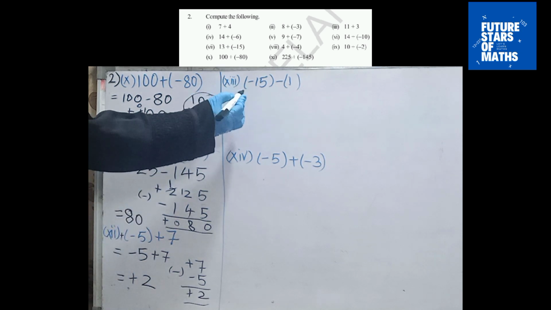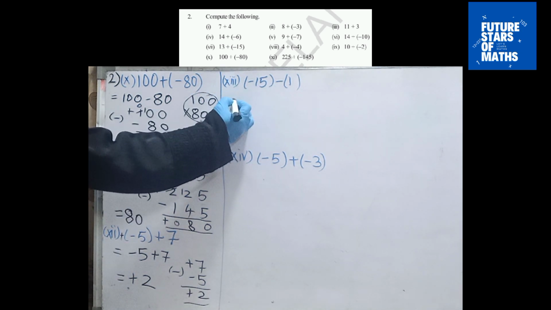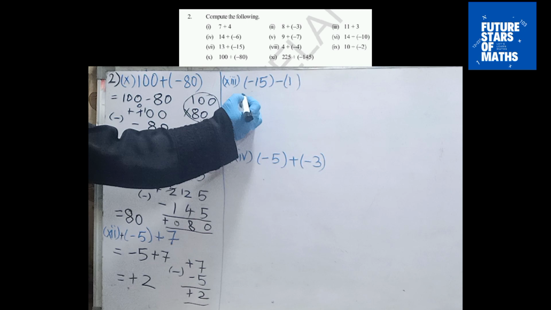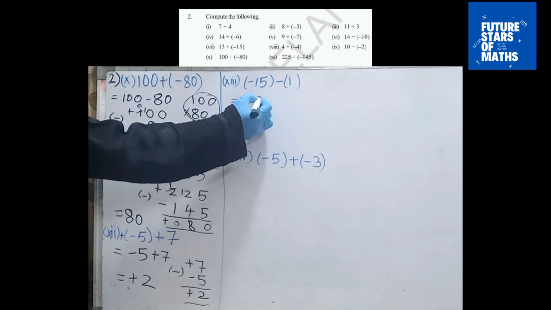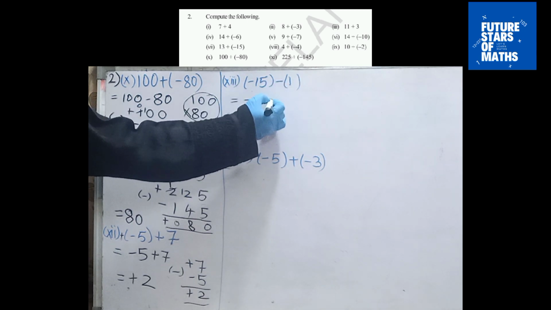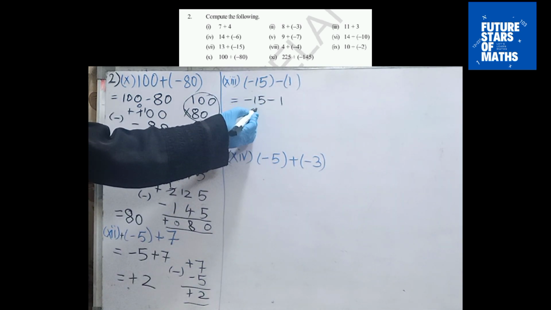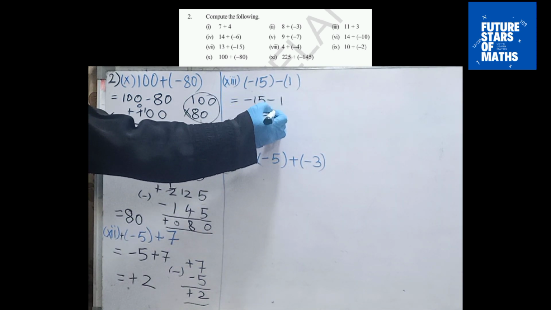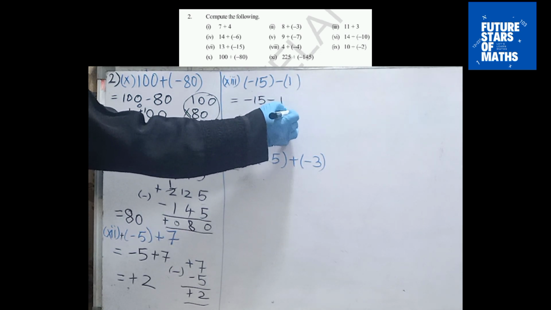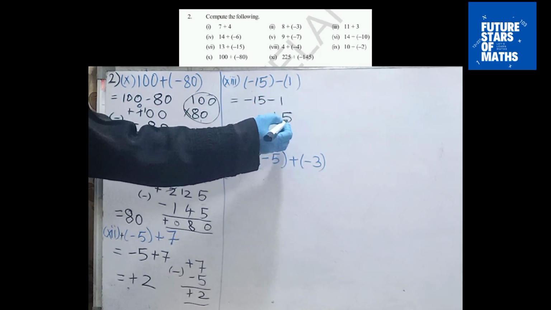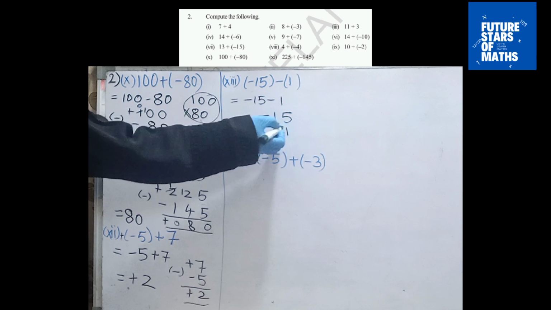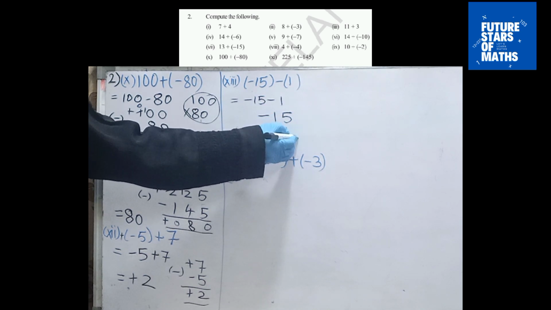Now the next question is minus 15 minus 1. So we will remove the brackets first. Plus into minus, minus 15. Minus into plus, minus 1. So among these two numbers, 15 is big. So we will write 15 first. Then minus 1 below. So 1 will be in ones place, not here. We should write in ones place.